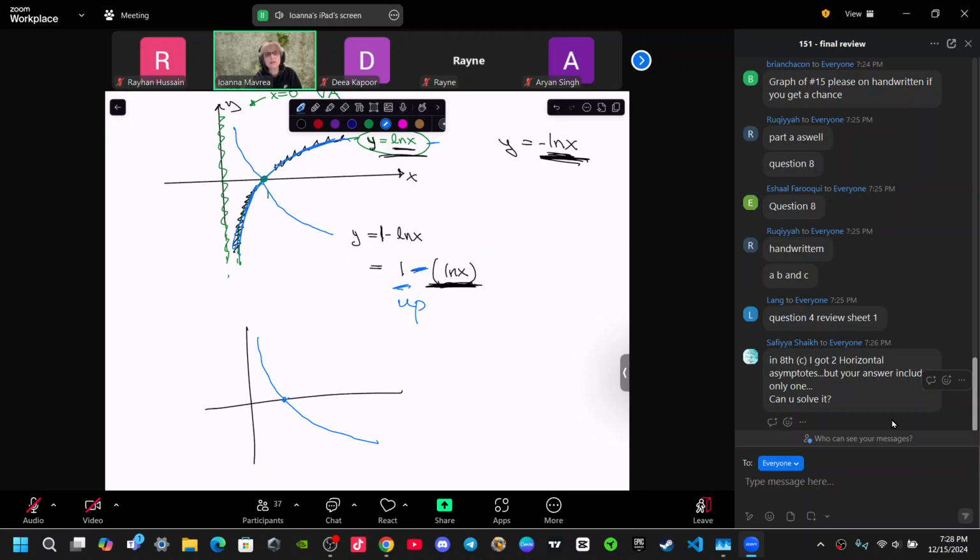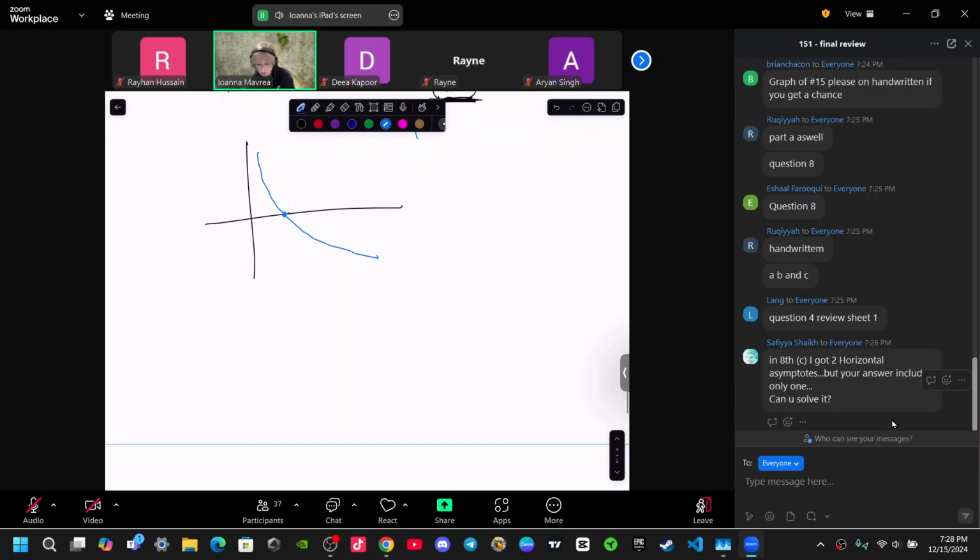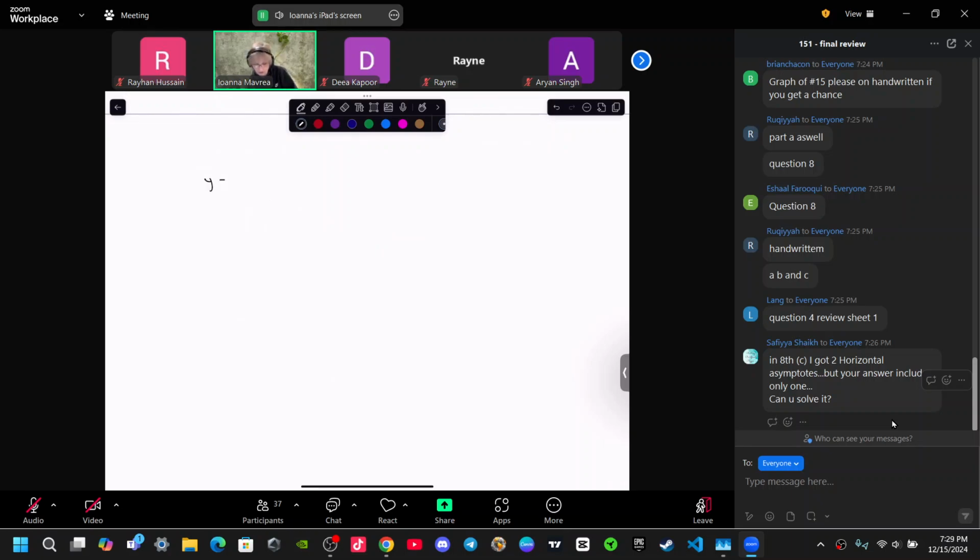So that was a silly question. There's no horizontal asymptote there. There's just a vertical asymptote. The other two, B and C, are a little bit more interesting. So you have this function.